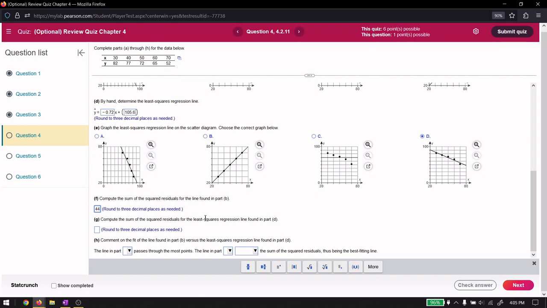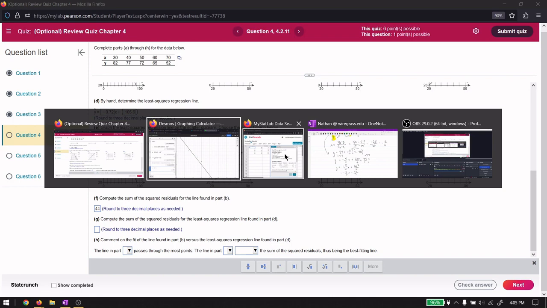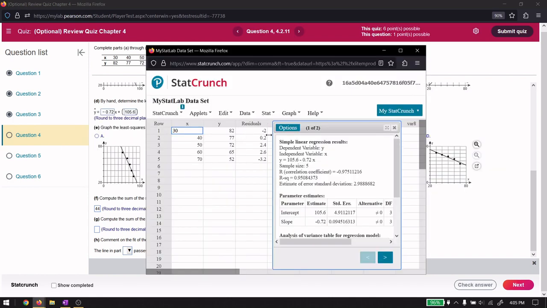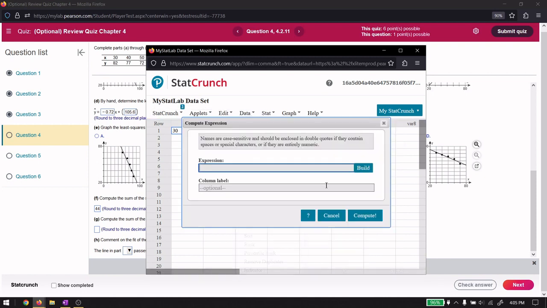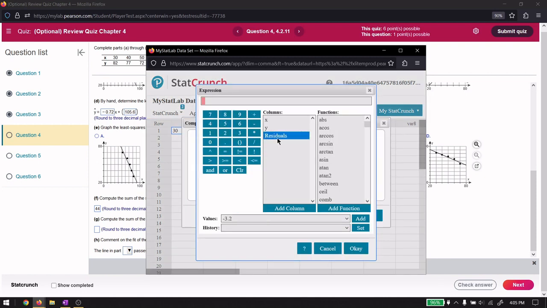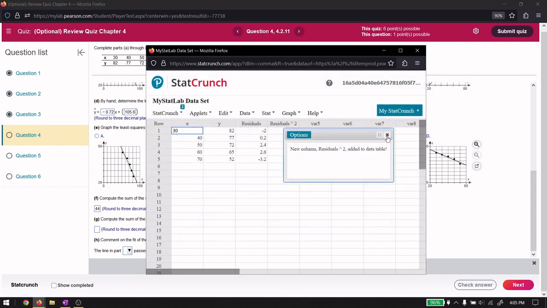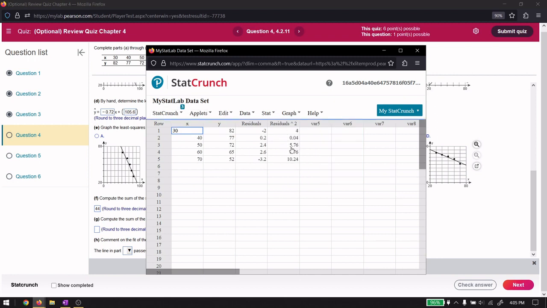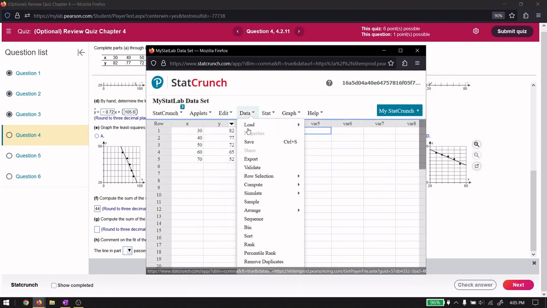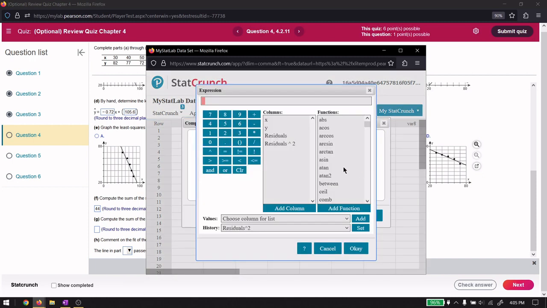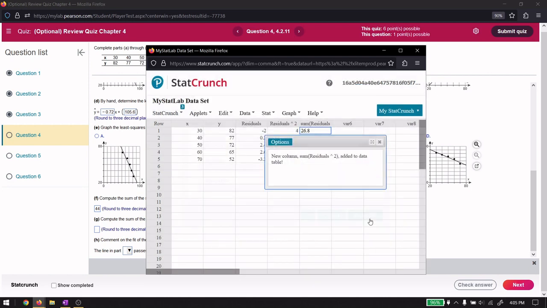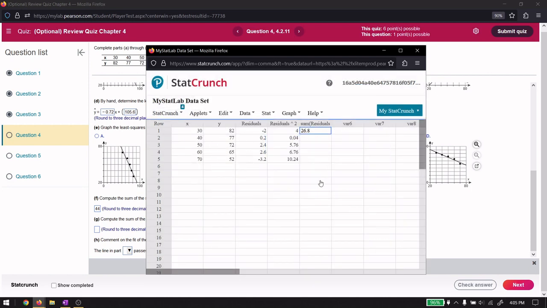Now, the sum of the squared residuals for the least squares regression line, we can, of course, go to StatCrunch. I have actually saved the residuals. I can square them by doing data, compute, expression. If I take the residuals and then square them, that's going to square all these numbers here. Just squaring them gives us this. And then all I have to do is add them up. Expression. Let's do the sum of the residuals squared. And that gives me 26.8.